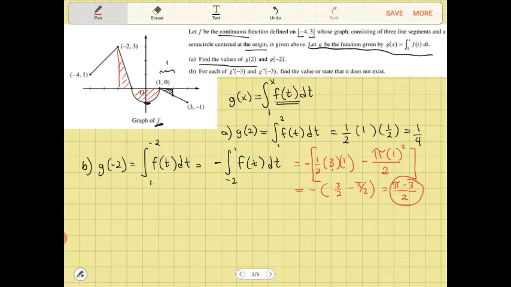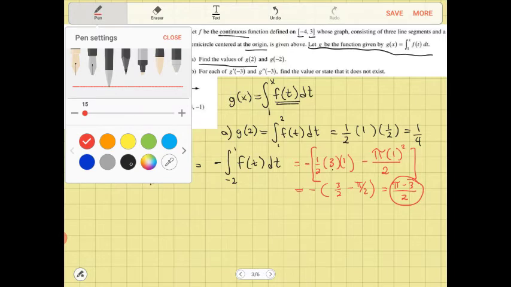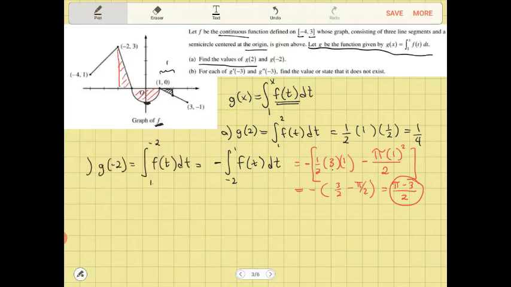Alright, so that is it for part A of this question. Ready for part C? I got confused because I had part B here. That was still part of part A. Sorry, let's do the next part. Part B.